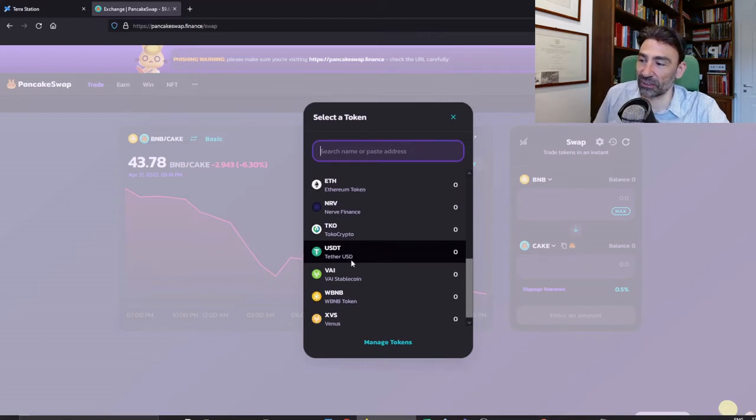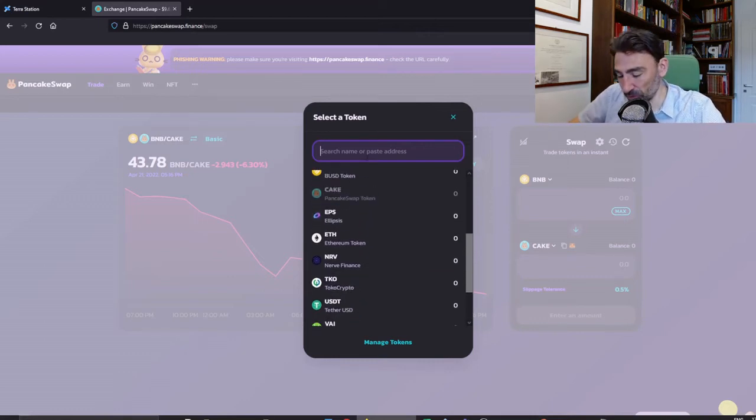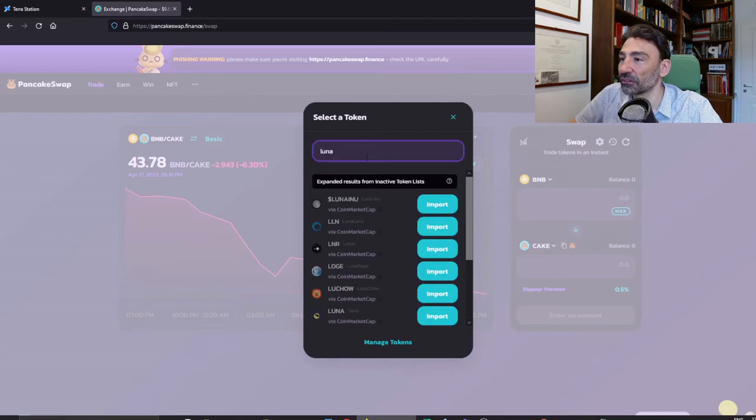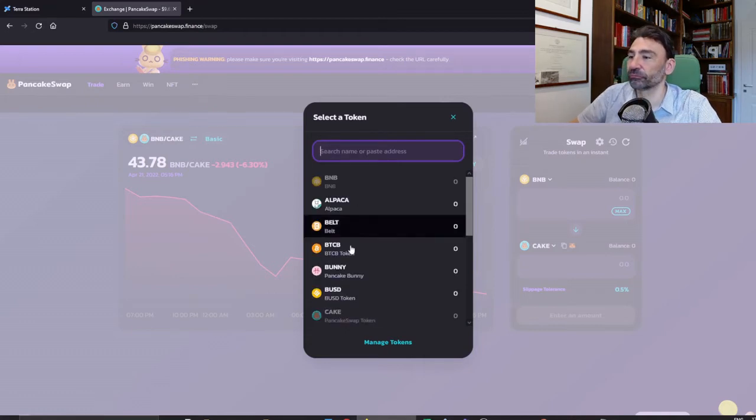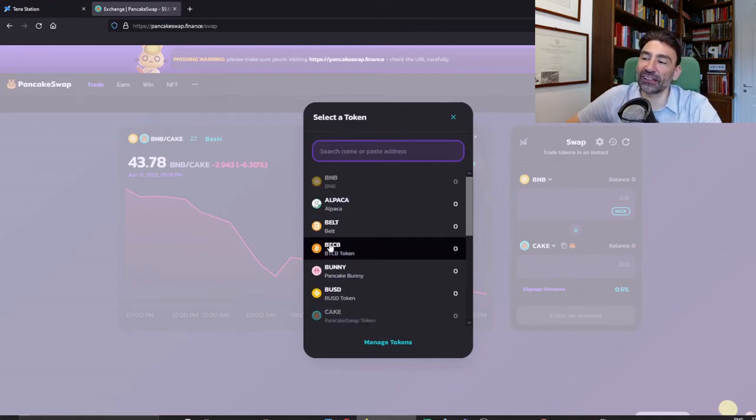It's a token. And is there Luna also? Luna. Oh, yes. Luna Inu. No. Okay, Luna. I have to import it explicitly. There is the Luna. Okay. However, how can I have BTC-B?